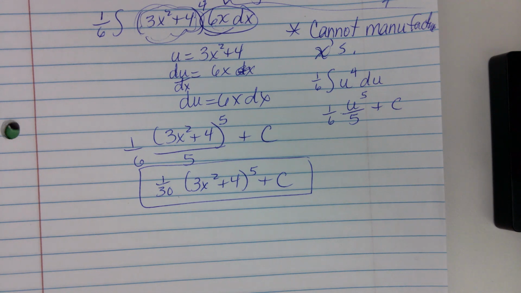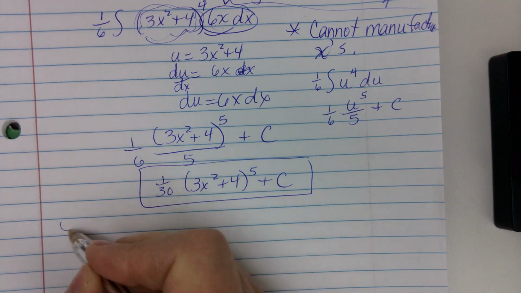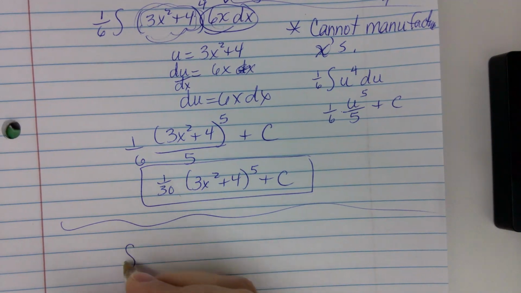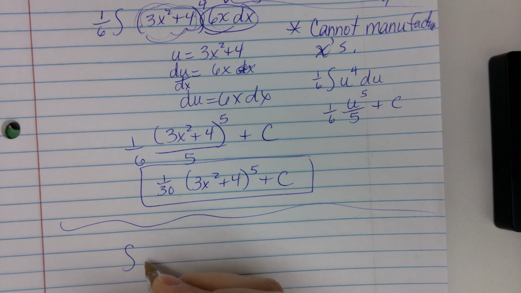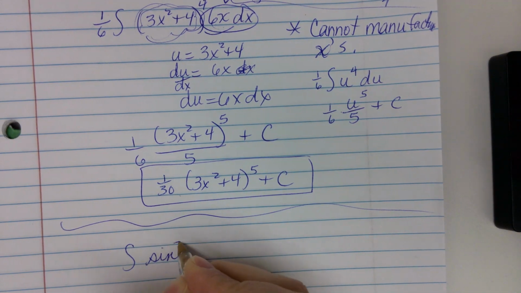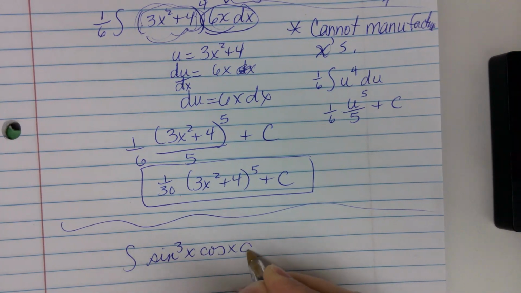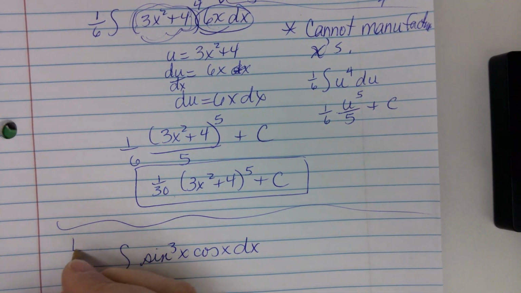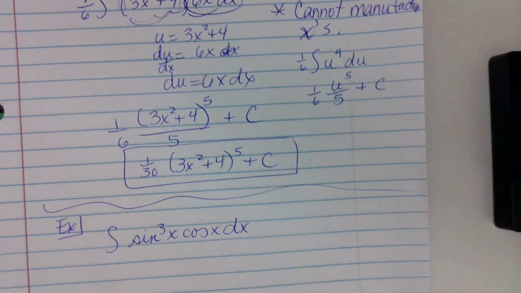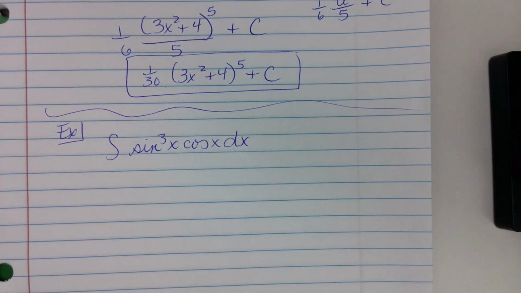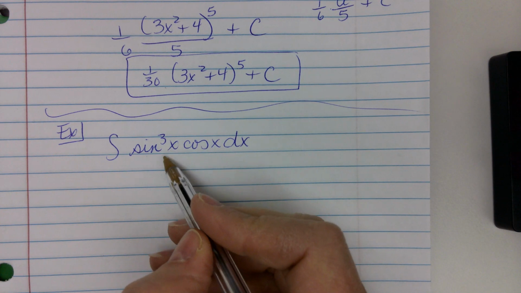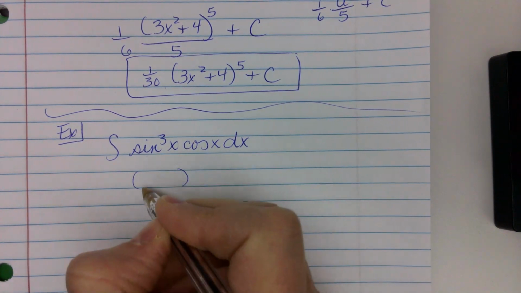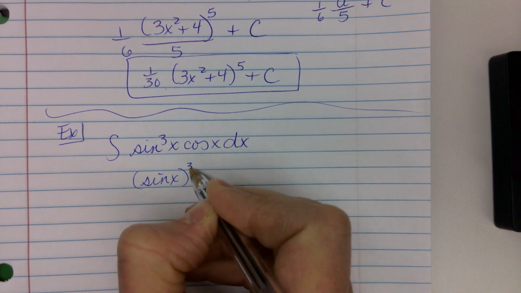So, any questions here? So the real issue is finding the blob. Because if I had sine cubed x times cosine of x dx, how would I find that integral? What does sine cubed x actually mean? Sine x all over cube. The sine of x quantity cubed, exactly.